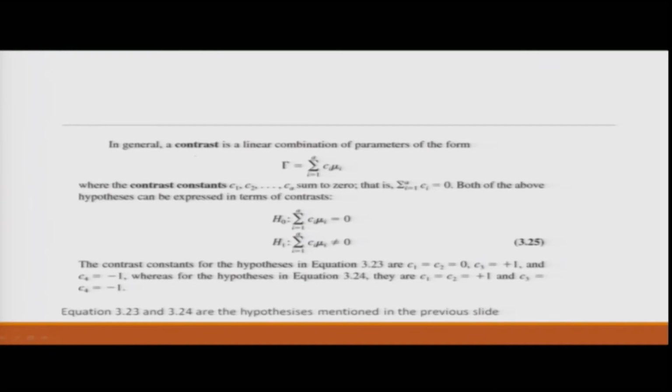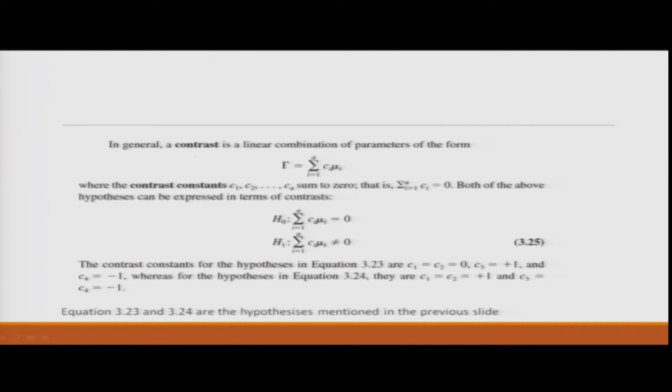That is, the values of C's are 0. Both of the above hypotheses can be expressed as null hypothesis. The contrast sums are 0 against the alternative hypothesis, they are not 0. The contrast constants of the hypothesis in equation 3.23 are C1 equal to C2 equal to 0, C3 equal to plus 1 and C4 equal to minus 1.